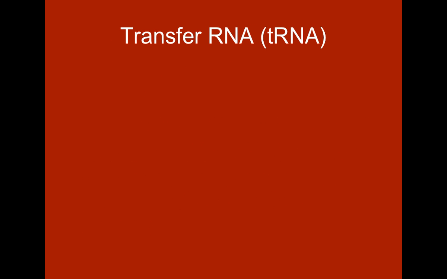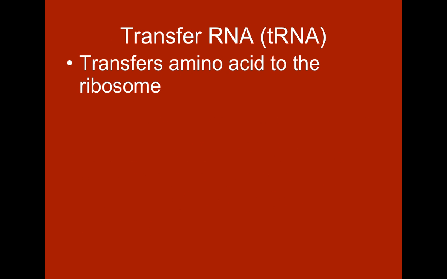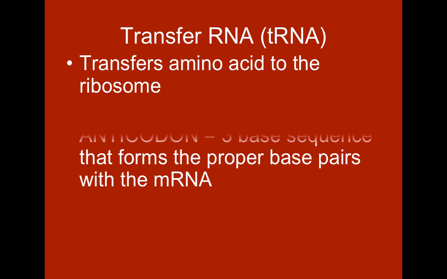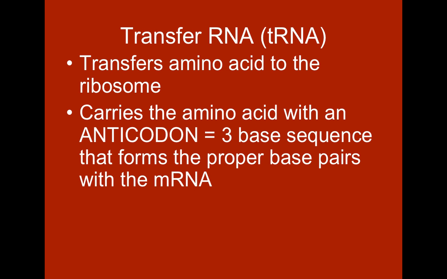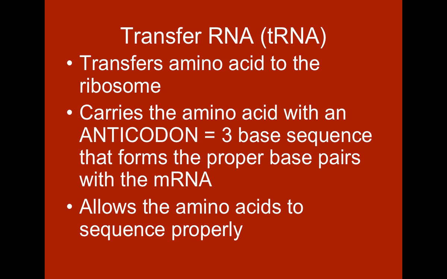The second type are the transfer RNA. And transfer RNA's job is to literally transfer the amino acid to the ribosome in the proper sequence. It carries an anticodon that will match up with the messenger RNA appropriately so that we get the right amino acid in the right sequence. So this is what allows them to sequence appropriately.